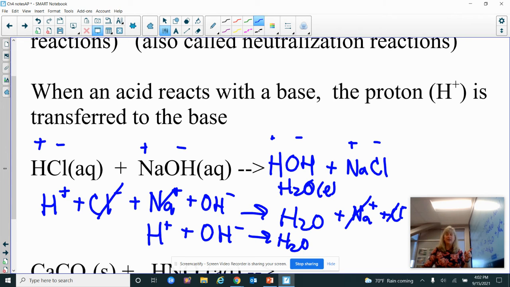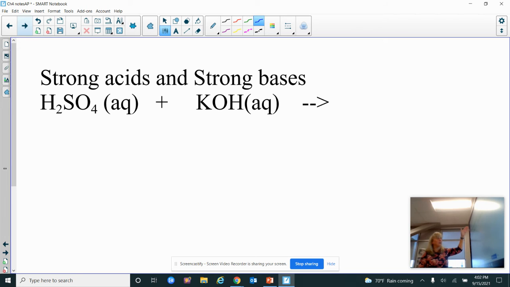Now this is the net ionic equation for every strong acid, strong base, aqueous solution mixture. Okay, so as long as they're aqueous and they're strong acid, strong base, this will always be the net ionic equation. So in another example, right here, I have sulfuric acid and KOH. I don't even have to go any further because I recognize that this is one of the 6 strong acids. This is one of the strong bases. So I can just jump right to the net ionic equation.